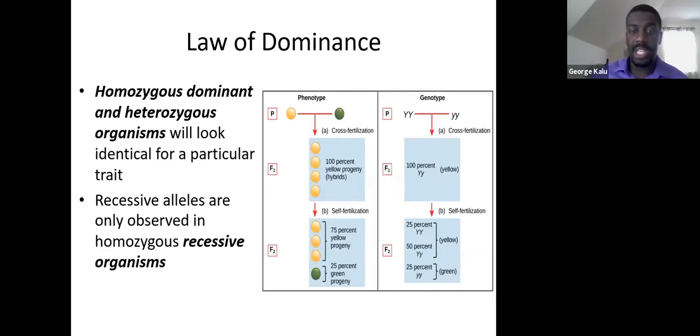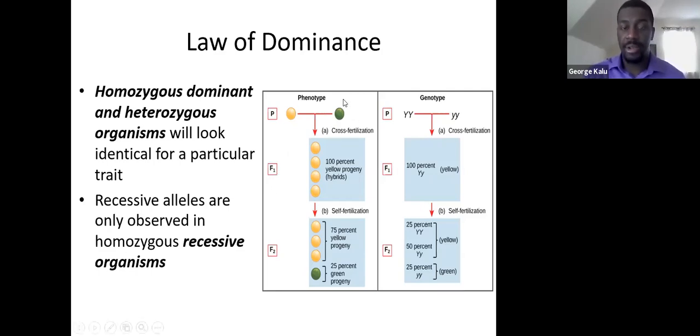So this is going to lead us into the law of dominance. Before we get into the law of dominance itself, there are two characteristics I want us to pay attention to. When we're looking at homozygous dominant individuals, we have a big Y allele. That's going to give us our yellow phenotype. And then our heterozygous individuals will also show up as yellow. They're going to look identical. So a homozygous dominant individual and a heterozygous individual are going to have the same physical appearance for those particular traits.